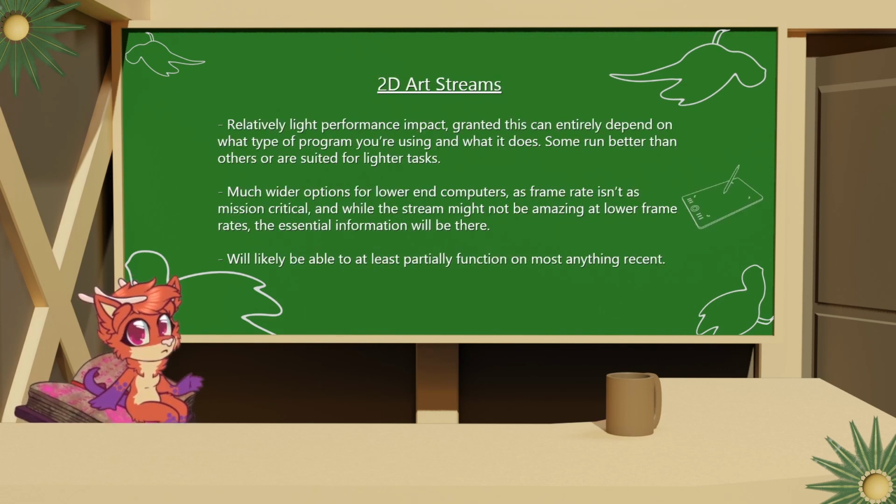Now, the first stream type is 2D art streams. They have a relatively light performance impact. Granted, though, this can entirely depend on what type of program you're using and what it does. Some run better than others or are suited for lighter tasks. I'll get to what I mean on that in a second. They're much more accessible for lower end computers, as frame rate doesn't really matter. It does matter, but not as much as other streams. And while the stream might not be amazing at lower frame rate, it'll be okay.